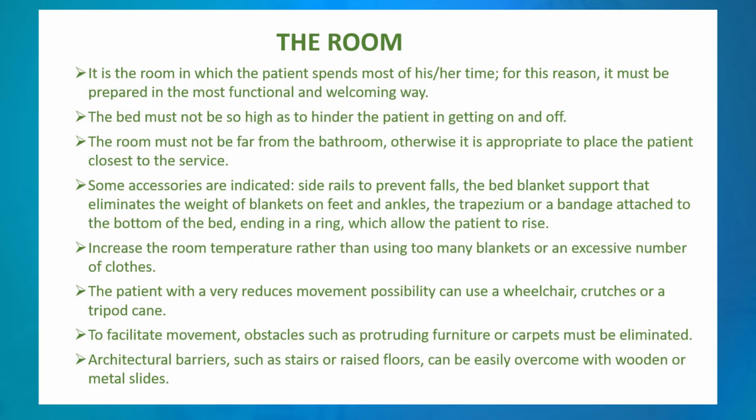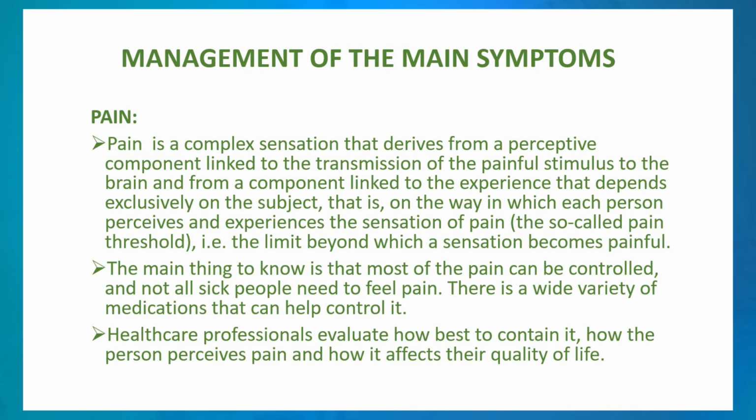Increase the room temperature rather than using too many blankets or an excessive number of clothes. The patient with very reduced movement possibility can use a wheelchair, crutches, or a tripod cane. To facilitate movement, obstacles such as protruding furniture or carpets must be eliminated. Architectural barriers, such as stairs or raised floors, can be easily overcome with wooden or metal slides. Management of the main symptoms.